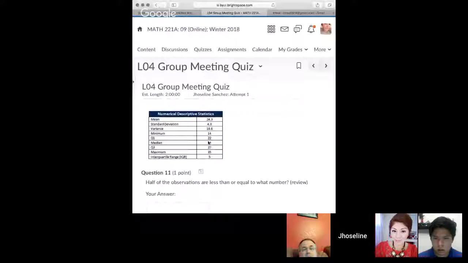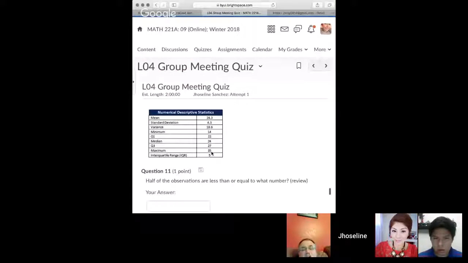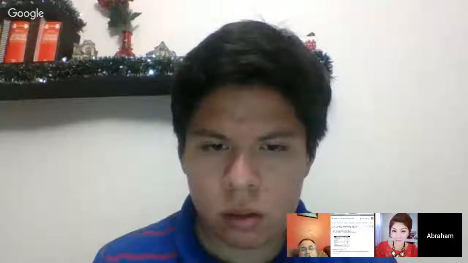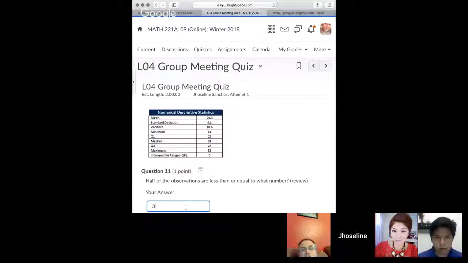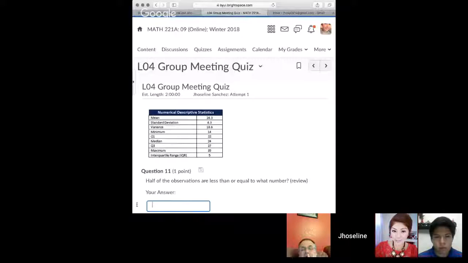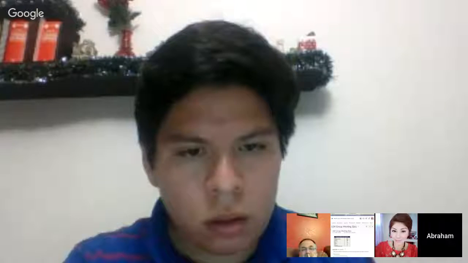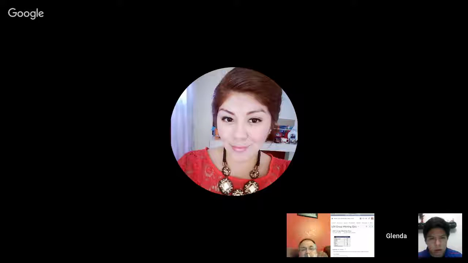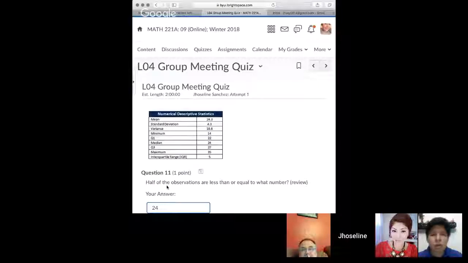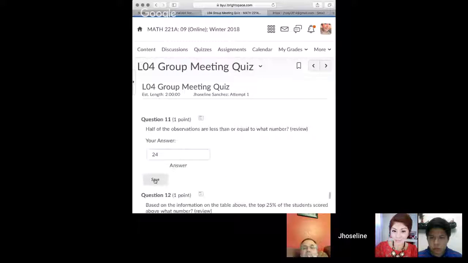Oh, wait, there's bigger numbers than just 24, though. There's 27 and 35. So I think it's going to be less than or equal to 35. But they're only wanting half of them. Oh, so yeah, it's going to be the median. 35 is the max, so all of them are going to be less than 35. So if we get the median, they will be equal or less than 24. Yep. Okay. So 24.